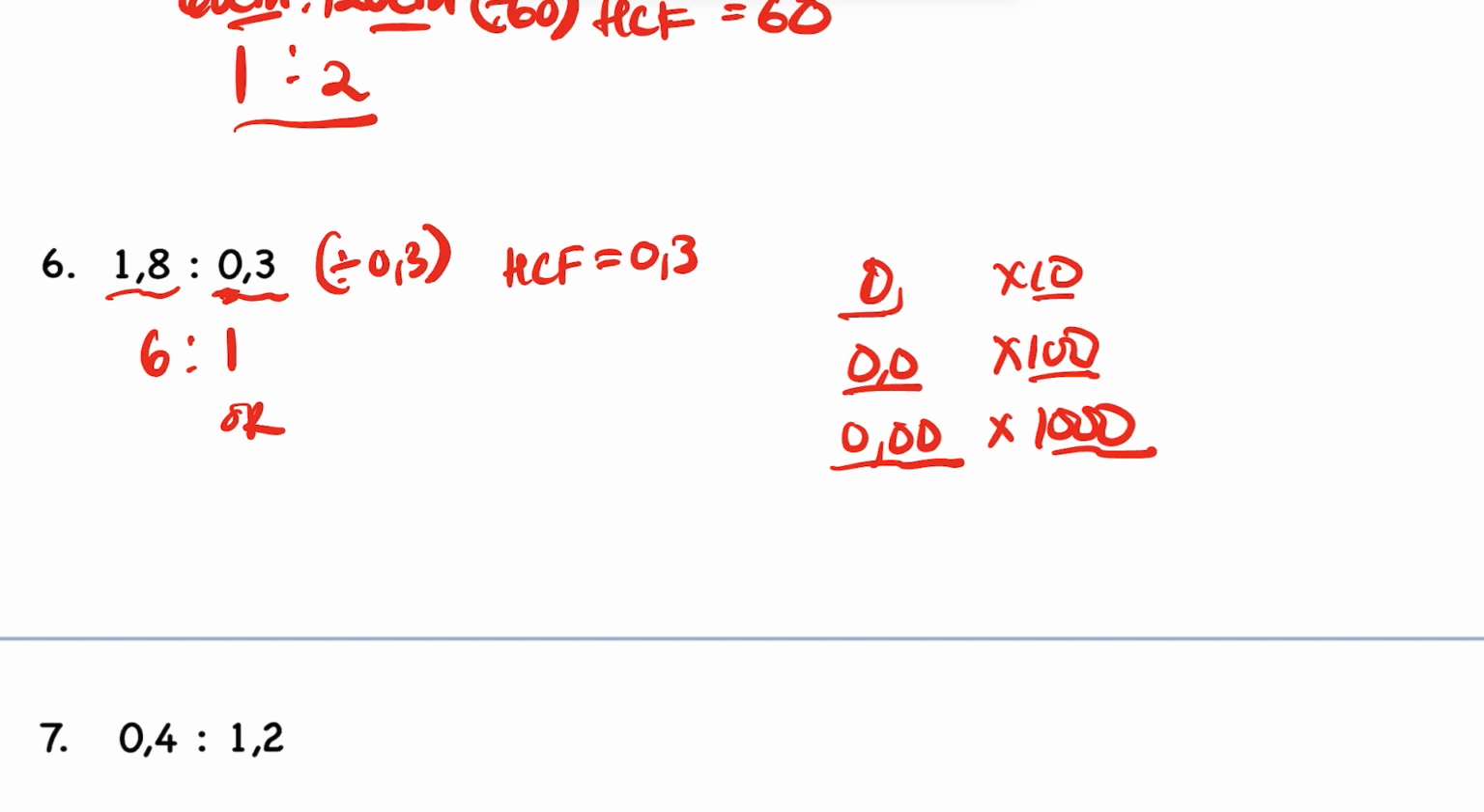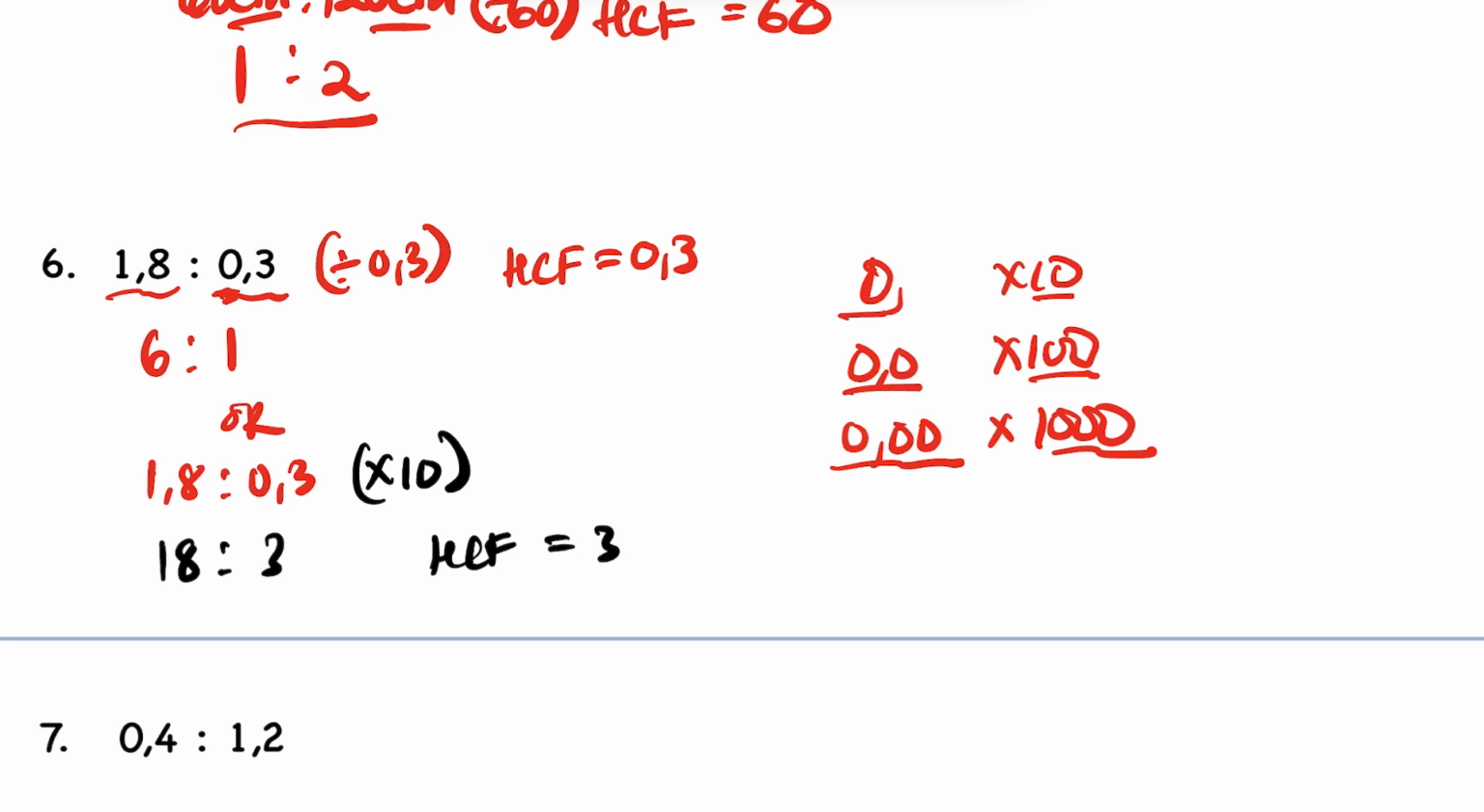So I'm going to convert these decimals by multiplying by 10 first, which is 1.8 multiplied by 10 is going to be 18. 0.3 multiplied by 10 is 3. Now the HCF between 18 is to 3 is what? It's 3. So we will divide by what? By 3.